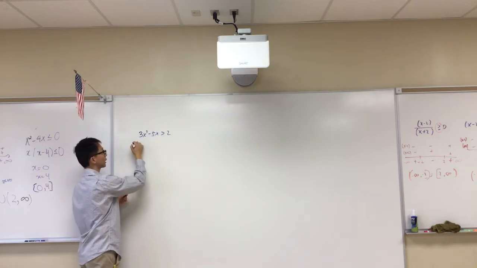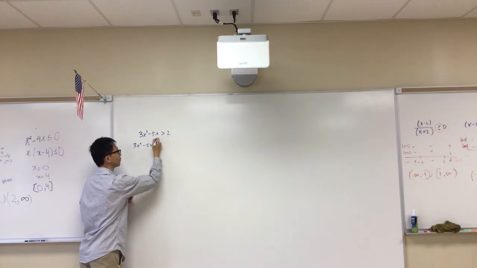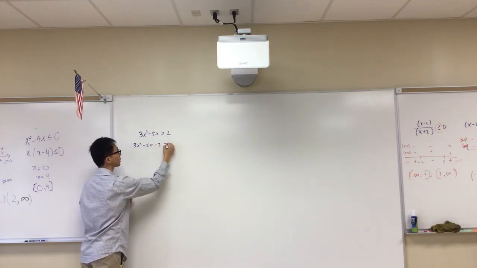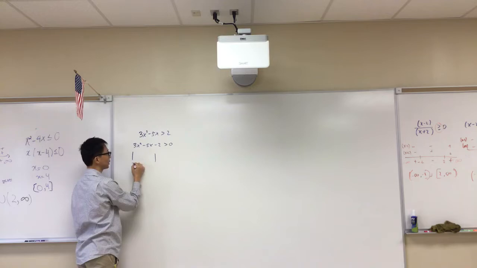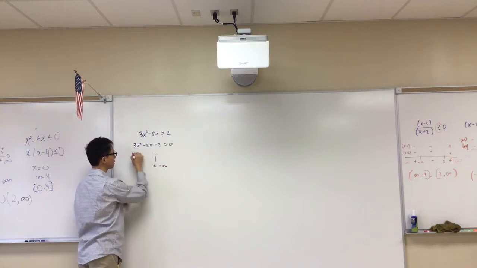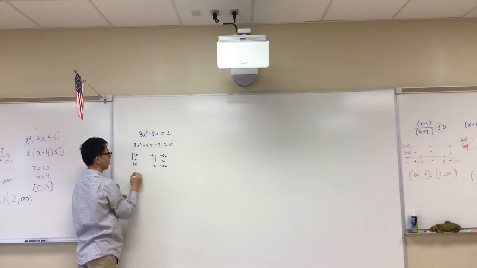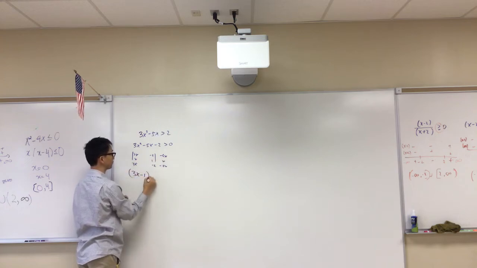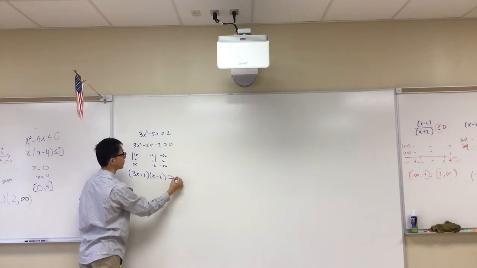Subtract 2. Okay, so that's 3x squared minus 5x minus 2 is greater than 0, right? So then you're gonna say, okay, well, what happened here? We're gonna factor this. So it'll be 3x and x, and then what? Negative 2 and 1. Negative 2 and 1, good, so that's gonna give you negative 6x and the x here. So that's gonna be 3x plus 1 and x minus 2, and it's greater than 0.